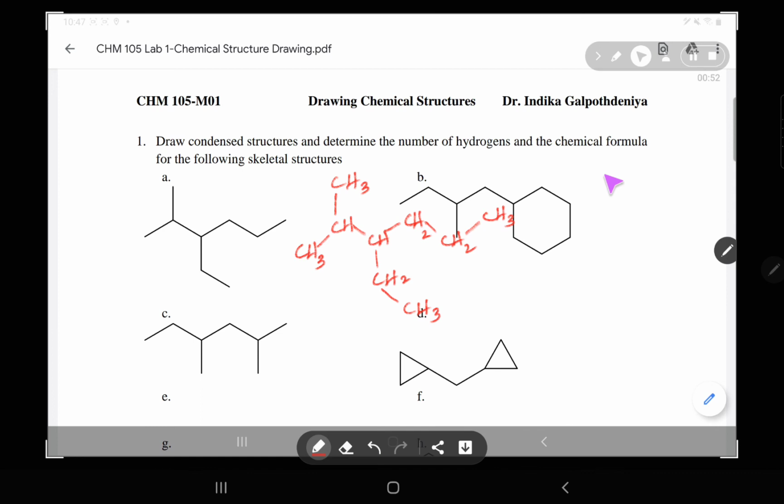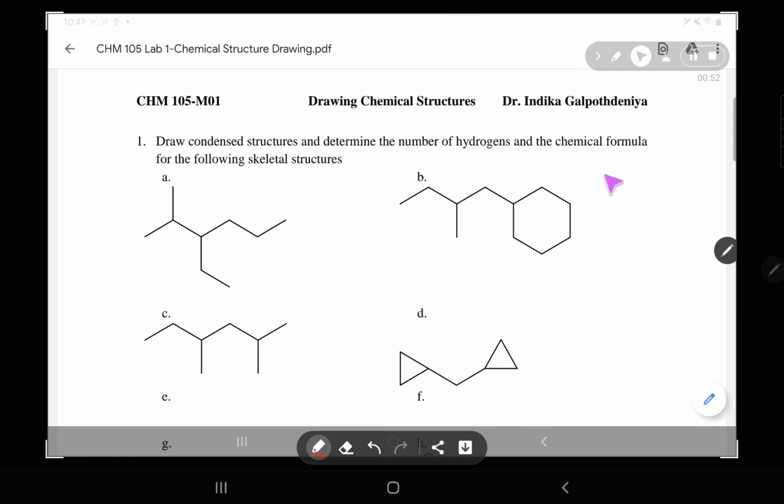How do you do that? Always subtract the number of carbon-carbon bonds from 4, because every carbon has to have 4 bonds, and then you will get the number of hydrogens. That is how you do it. Very, very straightforward.